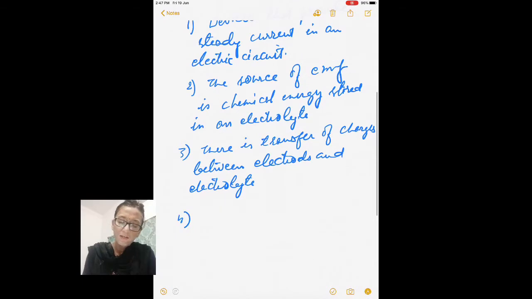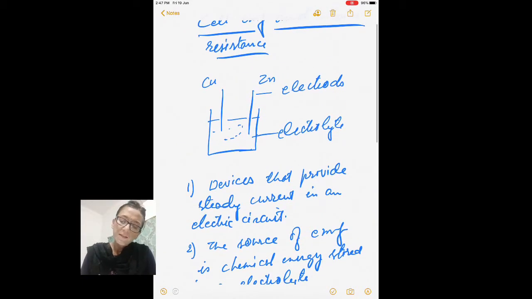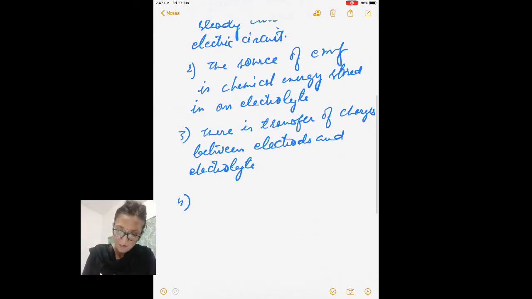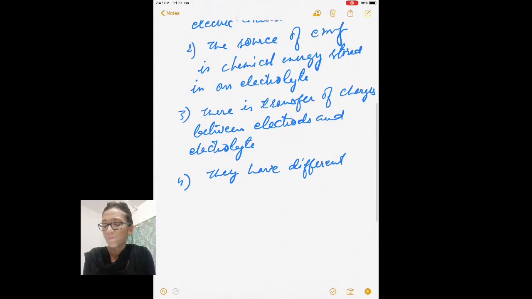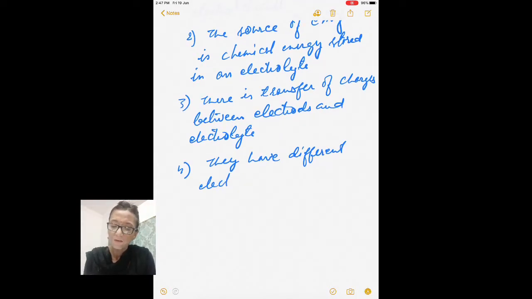So the next point is, when these electrodes are dipped in this electrolyte, they have different reactivity with the electrolyte. They have different electronegativity.